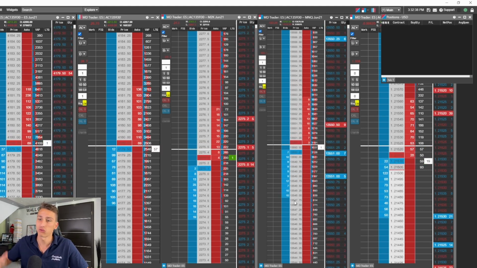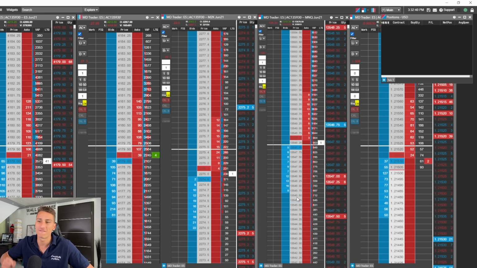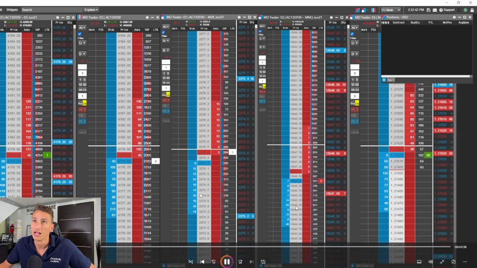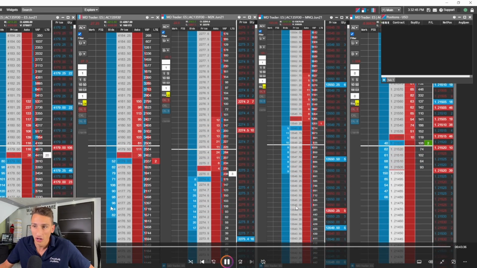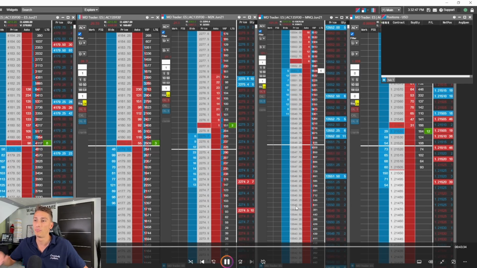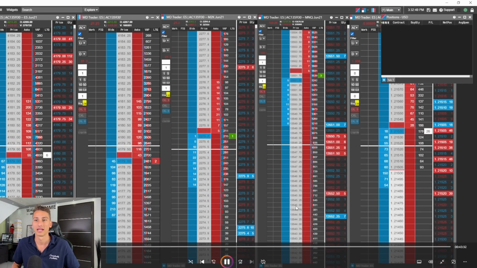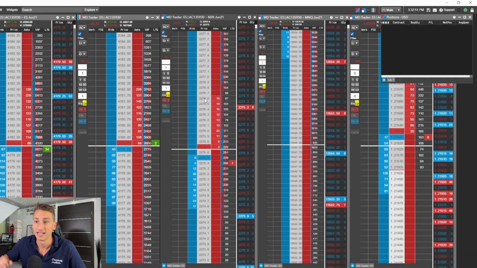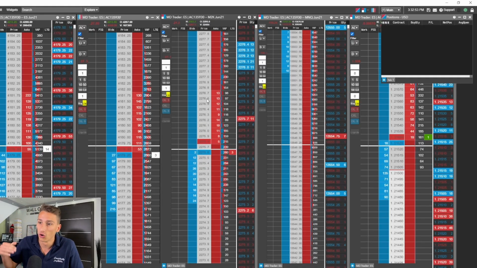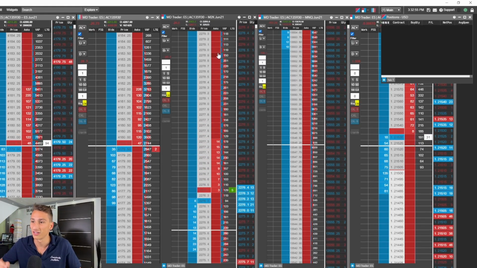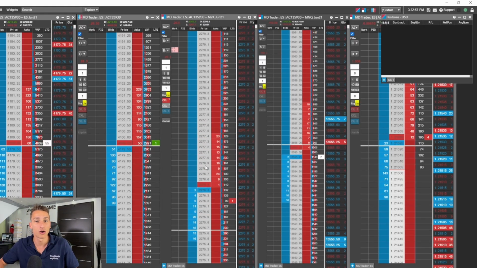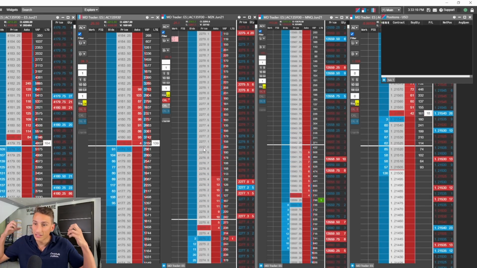You will front run the big players. You will spot the 500 lot bid just right there coming in, and you'll buy right in front of it. It sounds amazing like that. It feels like a cheat code. You're looking at the raw mechanics of the market, the actual orders. So how could that not be an edge?